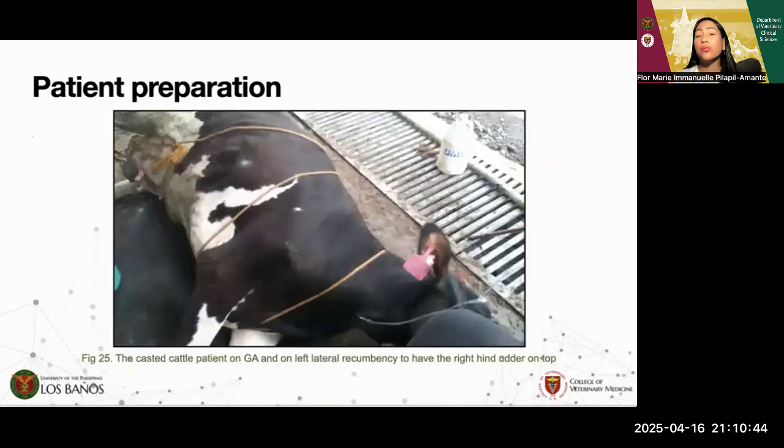In relation to part 1 of this lecture, you can sedate the patient, and that will be on lateral recumbency. So figure 25 is showing us that cattle patient under general anesthesia on left lateral recumbency to expose the right hind udder to be operated on.